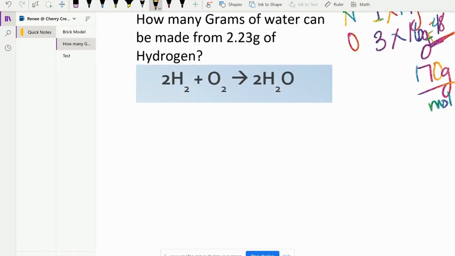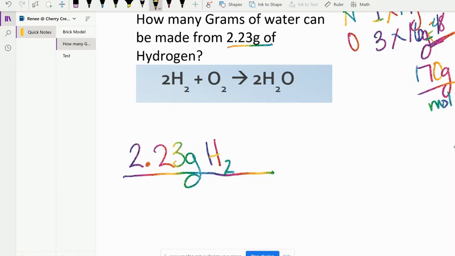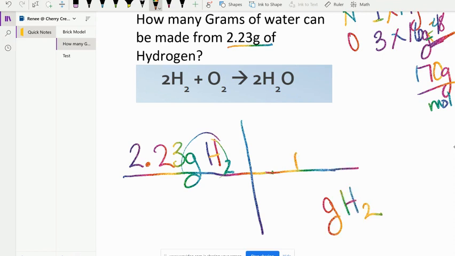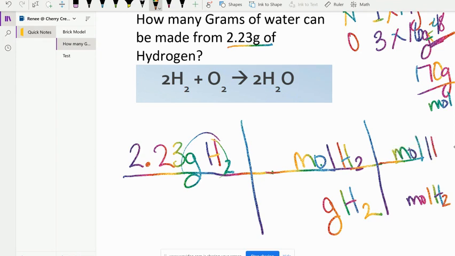So it says how many grams of water can be made from 2.23 grams of hydrogen? So this is the only number I'm given in my problem. So I'm going to start there, 2.23 grams of hydrogen. Okay, look at my balanced equation, and I know that hydrogen is diatomic. So H2. These units are going to waterfall down. I want to go to moles of hydrogen gas. And then once I'm in moles, these units are going to waterfall down. That will give me moles of water.